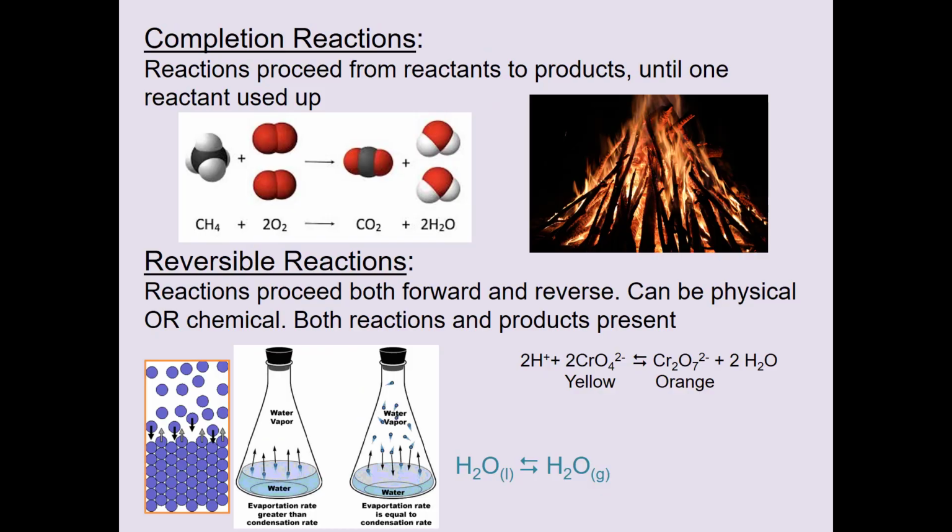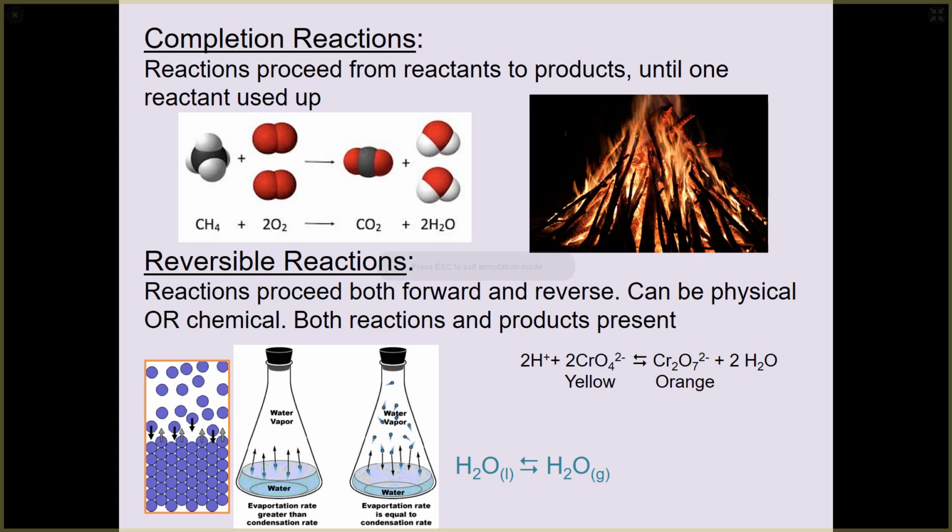A completion reaction is a reaction where one of the reactants will get used up. And then once it's used up, the reaction will stop and it won't go backwards. A good example of this is burning a fire right here. You take the logs and some kindling and you light it on fire, and it proceeds until all the logs have burned. And you can't go backwards. You can't take that ash in the fire pit and reverse it and form logs. It just doesn't work that way. So this is a completion reaction. It's not reversible.